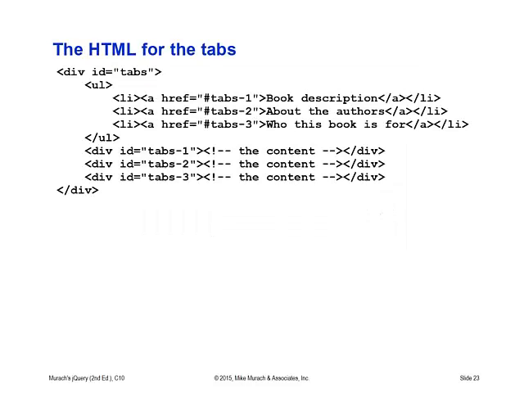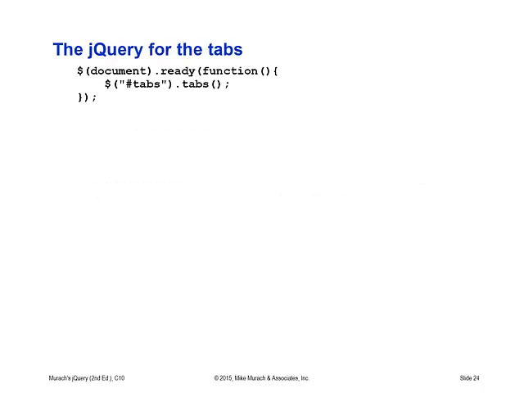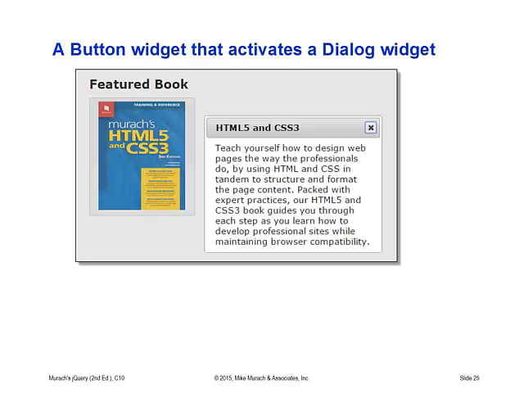And here it is. There's the contents with the tabs 1, 2, and 3. You've got the href of the tabs under book description, about authors, and who to look for. The jQuery for those is right here, supporting the HTML that we just saw. Now, a button widget can be activated as a dialog widget, which is kind of a nice thing.